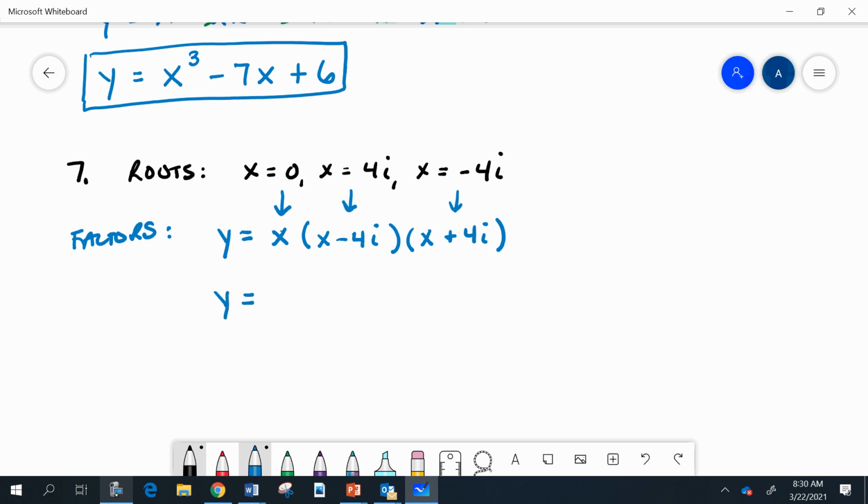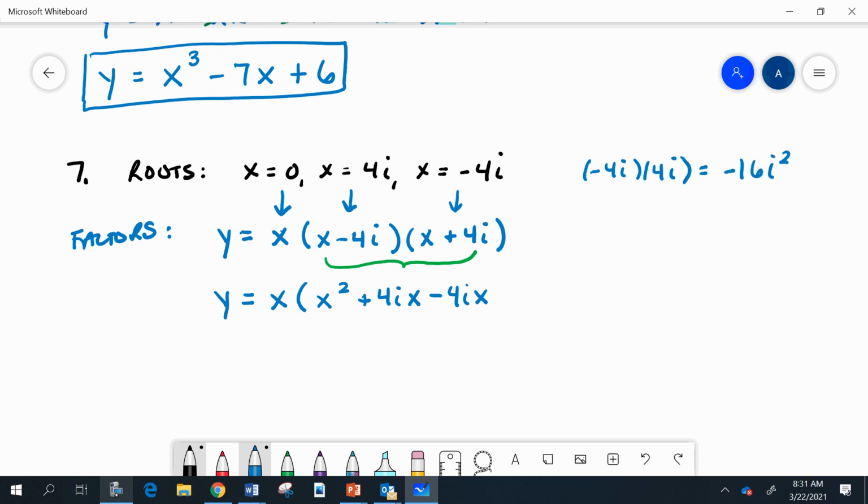Now comes the multiplication. What I want you to do first is multiply these two conjugates right here. And so x times x is x squared. The outer terms is going to be 4i times x, which looks a little funny, but just write it for now. We'll see what happens. The inner term right here is going to be -4ix. And then be careful with this last part. We're taking a -4i times 4i, which is going to make -16i squared. And we need to recall that i squared is equal to -1.